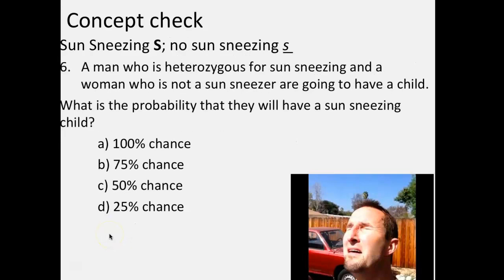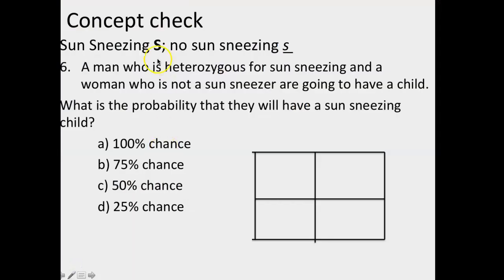A man who is heterozygous for sun sneezing and a woman who is not a sun sneezer are going to have a child. What's the probability that they will have a sun sneezing child? So this is a Punnett square problem, okay? Let's set that up. The problem is set up for you. Big S is sun sneezing, little s is no sun sneezing. A man who is heterozygous for sun sneezing, what is this man's genotype? He's heterozygous, so he's going to be big S, little s, right? And a woman who's not a sun sneezer, what's her genotype? She's not a sun sneezer, so she has to have two recessive alleles.